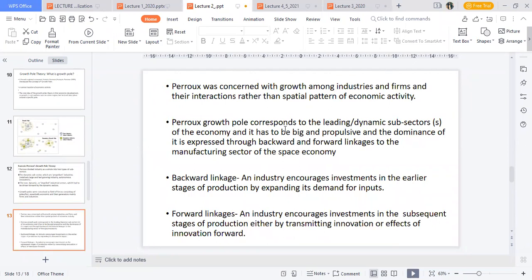Growth pole corresponds to the leading dynamic subsector of the economy. It has been big and propulsive, and the dominance of it expresses backward and forward linkages to the manufacturing sector of the space economy. Backward linkage: an industry encourages investments in the earlier stage of production by expanding its demand for inputs. So what do I mean by backward linkage? It's like the first stage.